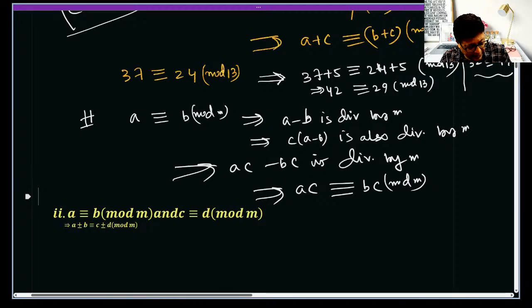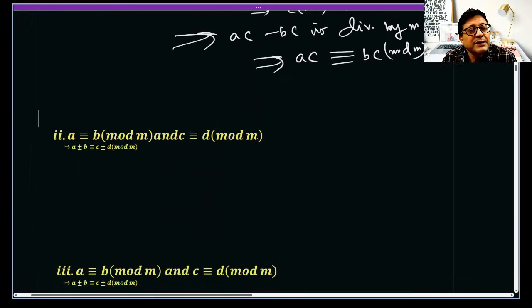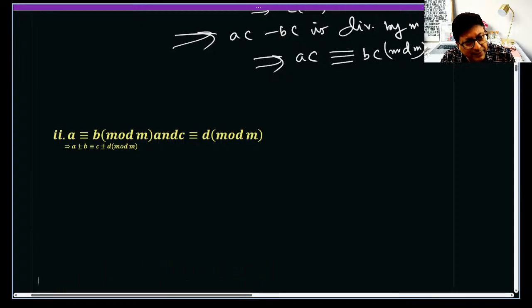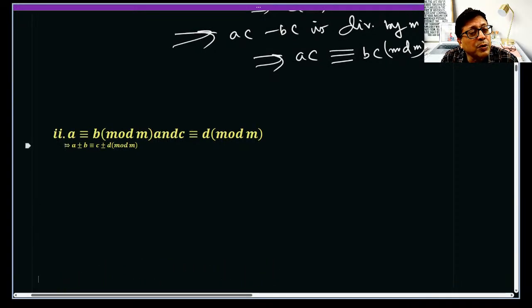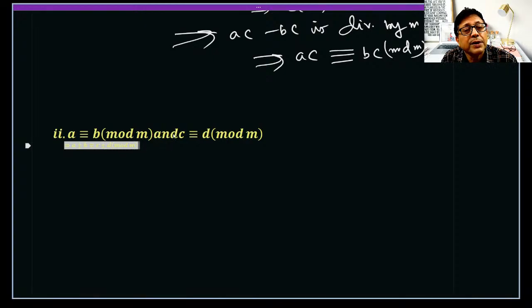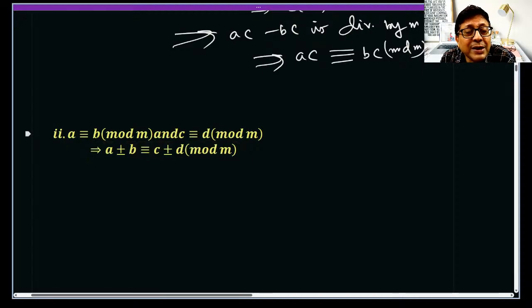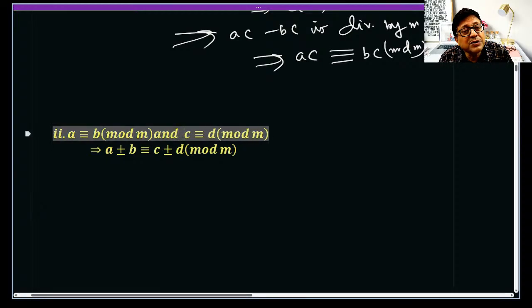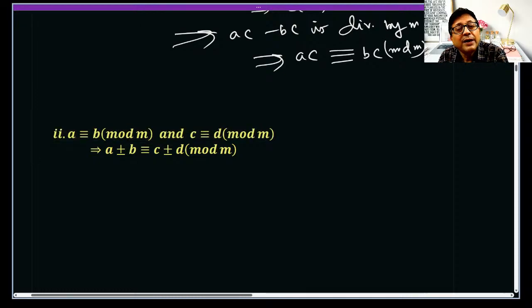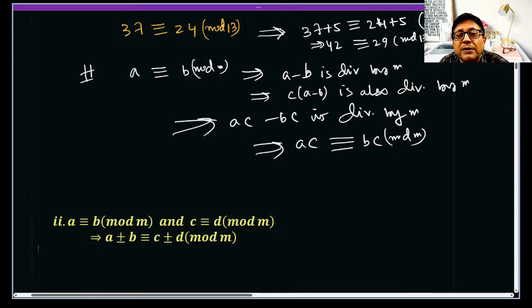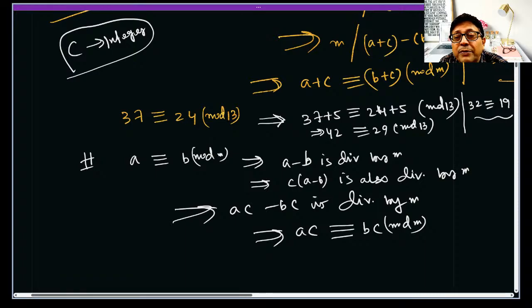A congruent with B mod M and C congruent with D mod M. We can add two congruencies also. See? We can add two congruencies. How to add? We are simply adding or subtracting both sides. Then also it is valid. Okay? How to prove this? Let me give you the proof and then a numerical example based on it. In the previous sum, we have seen the example when adding 5, subtracting 5, divisible by 13.